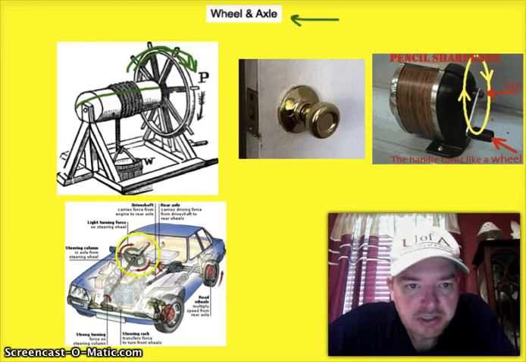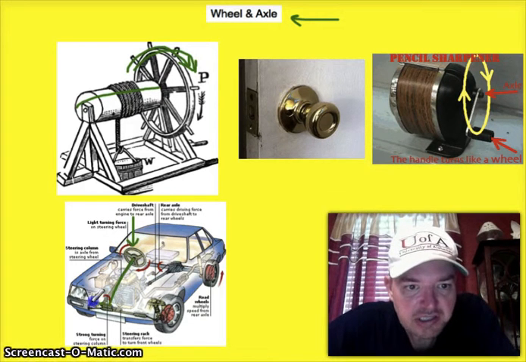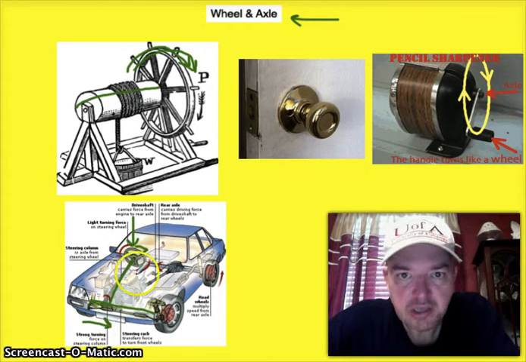A car is a good example of one, the car steering wheel. You have the wheel, which is the steering wheel, and it is attached to this long thing here, the axle, which is attached to the actual wheels. So you can just make a simple turn one direction, and it makes the car turn in that direction. A very good example of a wheel and axle.